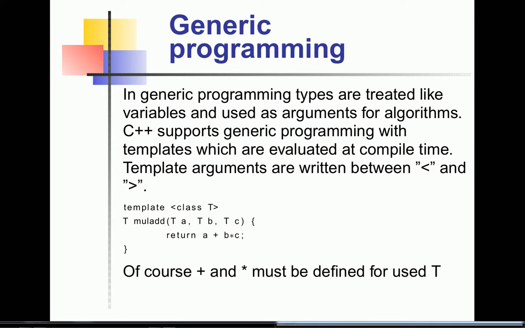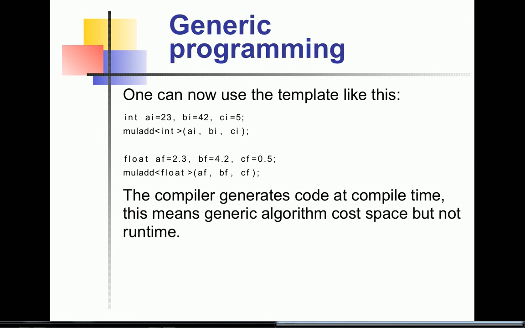So a very simple example of a template is you write template, angle brackets, class T, which might be any class. You could also write typename T. And then you write T mul_add, which is a function that multiplies and adds some values, has three parameters, T a, T b, T c. And you suddenly have a function defined which is generic for all the types that support plus and star, multiply.